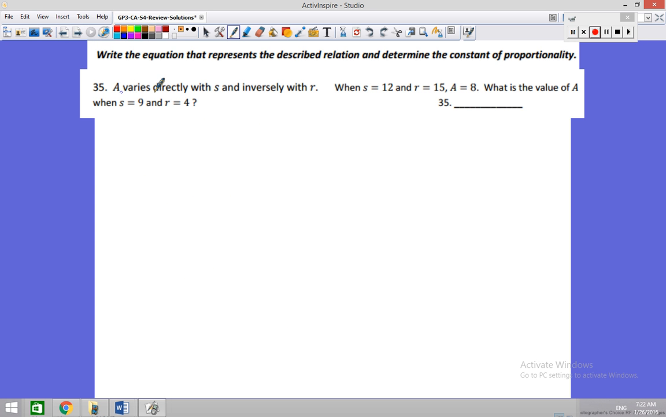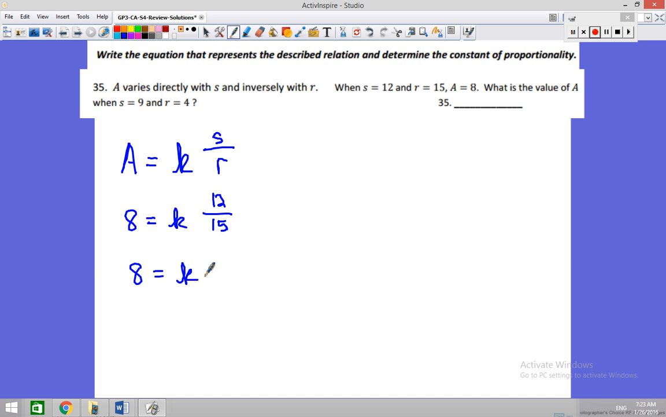Alright, so A varies directly with S and inversely with R, so this is a combination. A varies directly with S, I think k times S, put the S in the numerator, think multiplication. Inversely, that's division, so I'll have S divided by R. Now in this next sentence, it gives me enough information to determine k. So A is equal to 8. S is equal to 12. R is equal to 15.